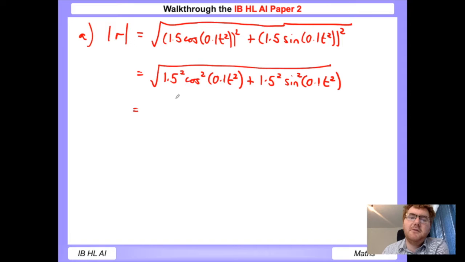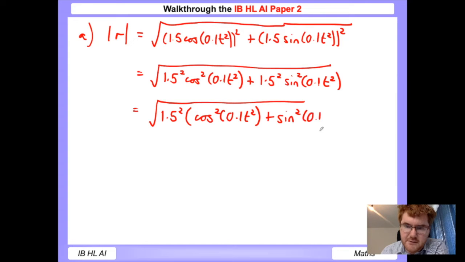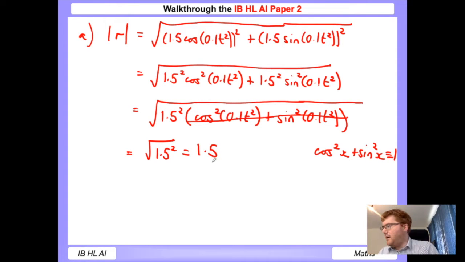At this point I'm going to collect up the 1.5 squared under my square root. So I get 1.5 squared, open brackets. So I'm going to factorize into a single bracket. And at this stage, I need to state directly what I'm going to do and use an identity from the formula sheet. So I know that cos squared x plus sine squared x, regardless of what x is, always equals 1. Therefore, this is just simply going to become 1. And so I then get the square root of 1.5 squared, which is just equal to 1.5, because the square root and the squared cancel. And so I get 1.5, because I'm using this identity here.